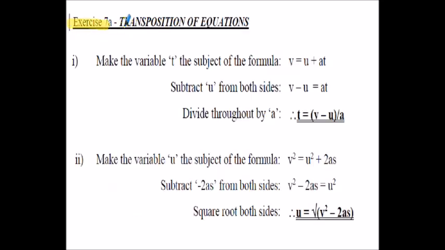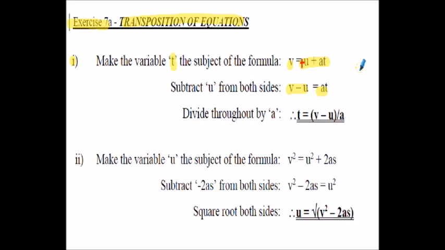Exercise 7a, transposition of equations. So part 1. We're asked to make t the variable given the formula v is equal to u plus at. Now to undertake my transpositions I'm going to use inverse operations. So I want to get rid of the u first of all here. Now the u is actually a positive term because there's a positive in front of the u here, which we don't write, but that's positive. So to get rid of the u from the right hand side, I will take u from both sides. So v minus u is equal to at.